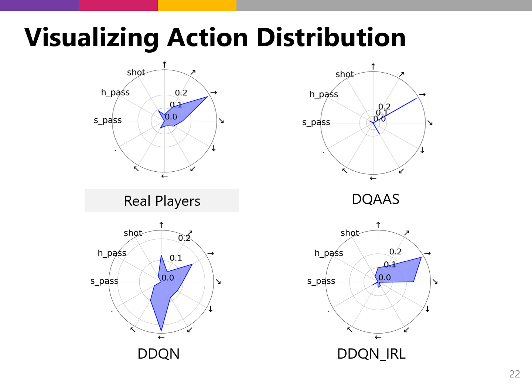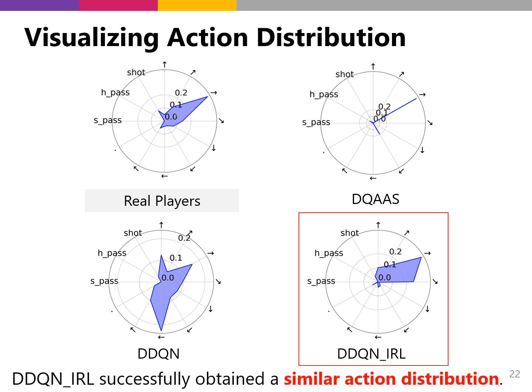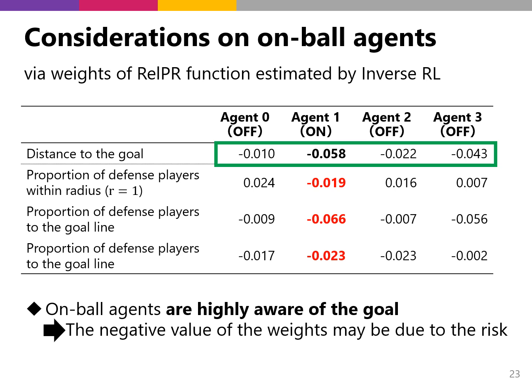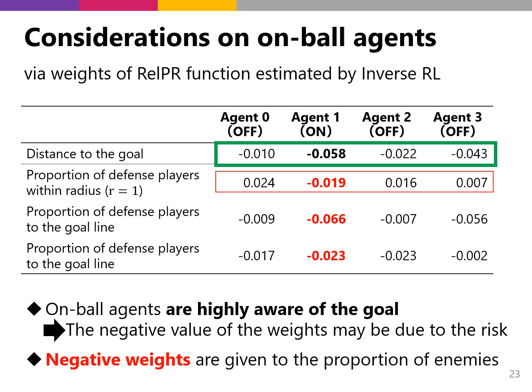Next, we visualize action distribution of all agents, which is 11 dimensions. The diagram shows agents of DDQN IRL behave like real players. In the ablation study, we consider the reward function of onball agents and the influence of changing to the relative state. At first, the table shows part of the weights in the reward function. From the table, onball agents are highly aware of the goal. The negative values of the weights may be due to risk. Negative weights are given to the proportion of enemies, so these results show our onball agents keep apart from the defense players to take the shot safely. It is in line with our expectation.